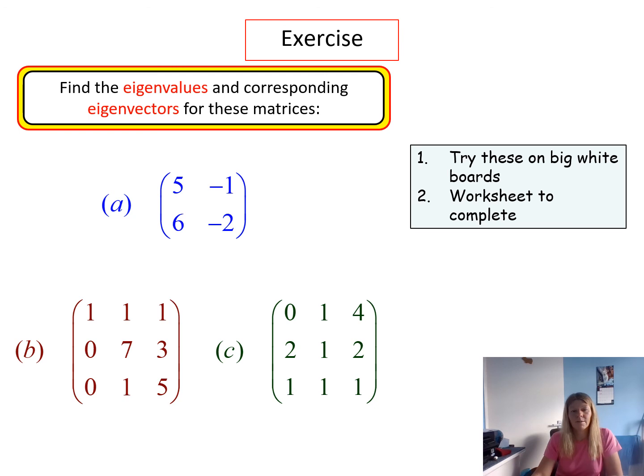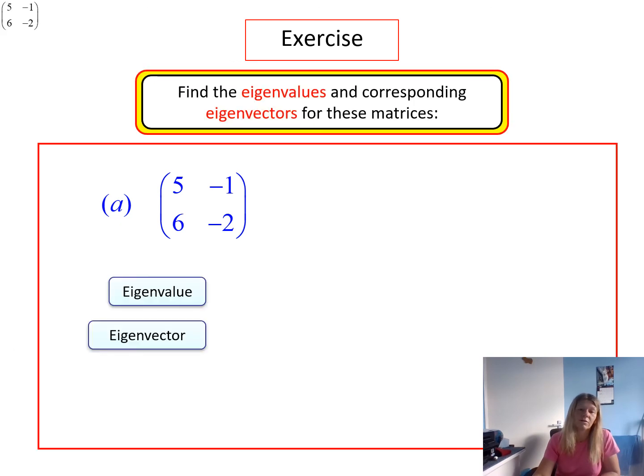Right, exercise, 3 of them there. Try these on the big whiteboards, that's your walls at home. Or if you think your parents will tell you off for doing that, then maybe try them on a piece of paper, and pause this video and then check them in a moment. So please press pause. And then unpause, and here are the answers.